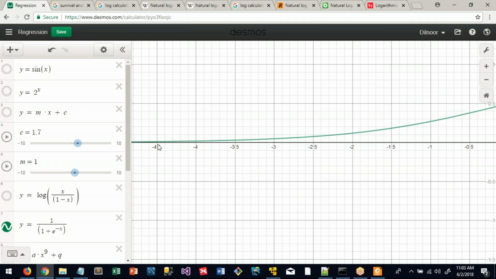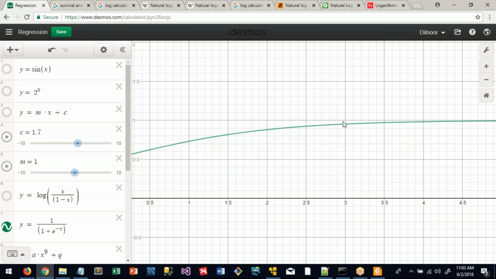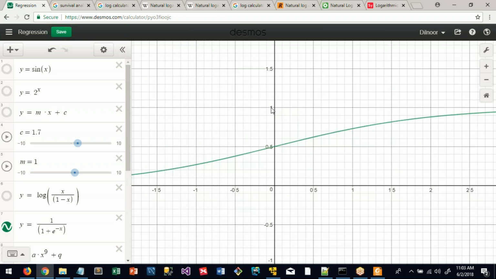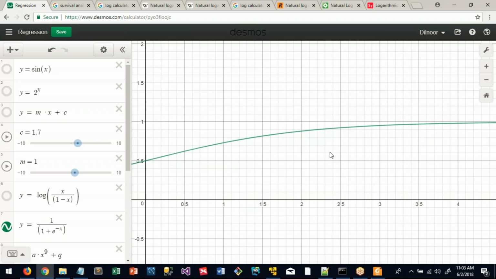We can assume that this line meets the x-axis only at infinity, and this green line meets this y value of 1 only at infinity. So no matter how much you increase the value of x, the value of y will be closer to 1, but it will never be 1 unless it is infinity.